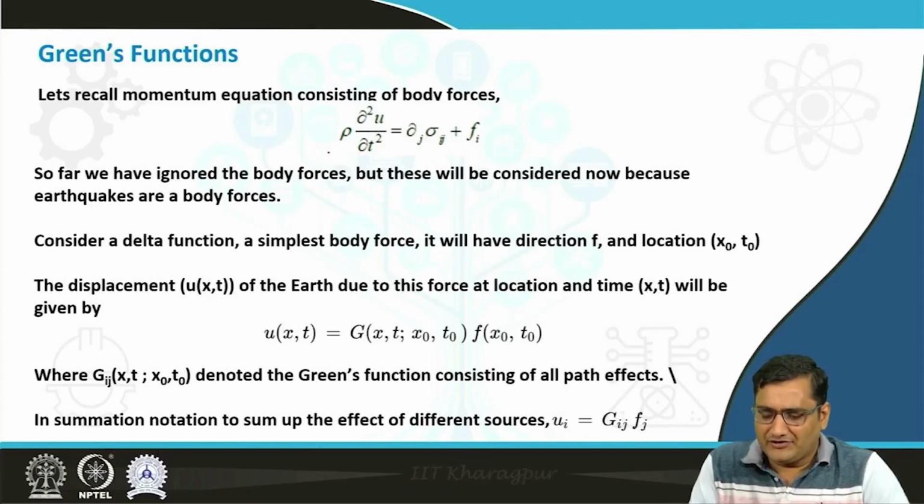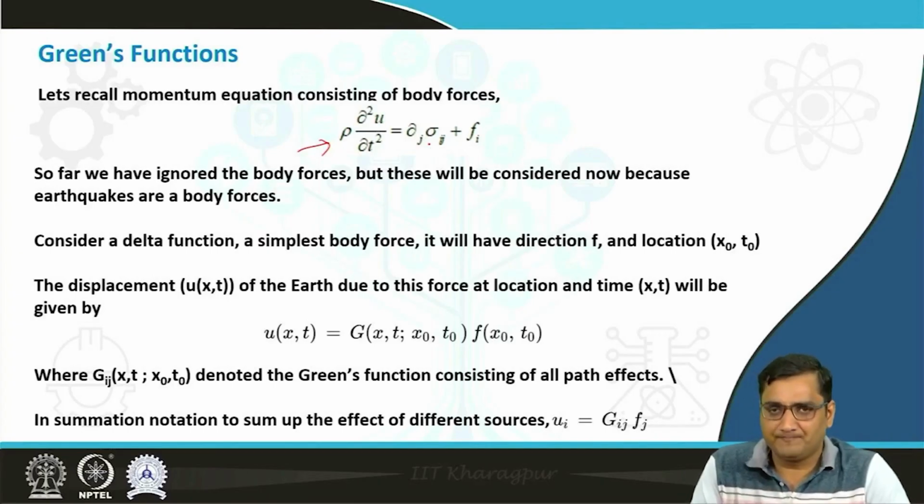The moment equation that consists of body forces can be written something like this: rho del square u by del t square is equal to del sigma ij plus fi, where sigma is the stress and f is the body force. In the previous lectures, we have been ignoring the body force term, but it will be considered now because earthquakes are body forces.